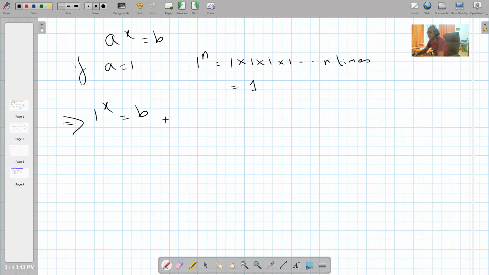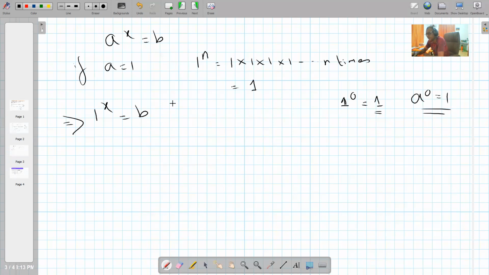Bon, un integer là, n c'est un integer. Et bon, even 1 raised to the power of 0 is equal to 1 aussi. Ça aussi, nous le connaissons de a to the power of 0 is equal to 1, law of indices. Nous prouvons ça.